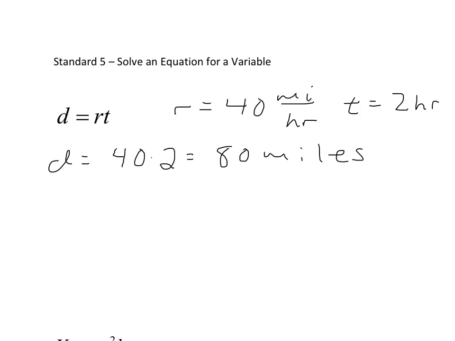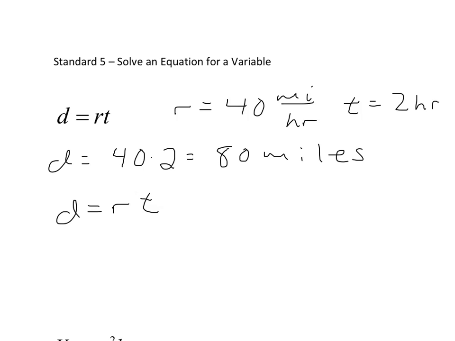Sometimes, though, you know the distance the car traveled and the rate it was going, and you want to know the time. You can rearrange this equation to solve for any variable that you want. So we'll start by writing the equation again.